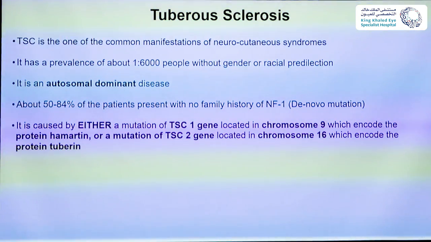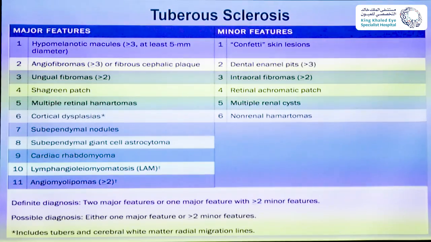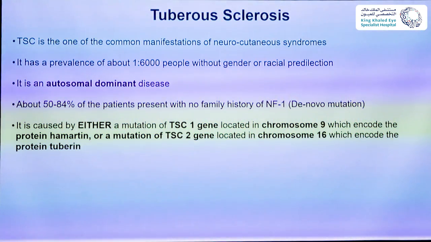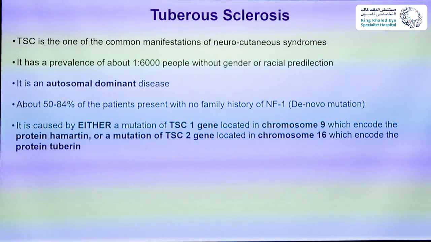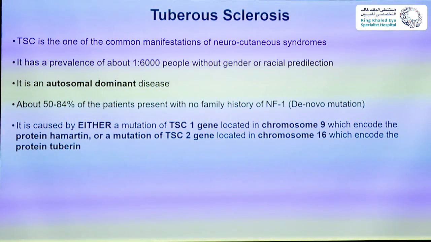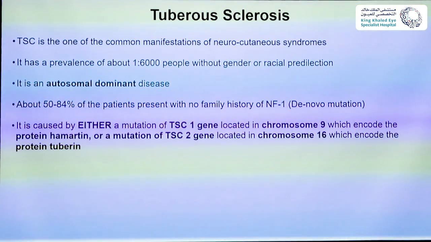So the third one, which is tuberous sclerosis, again, it has the same characteristic, which is autosomal dominant. Actually here, the de novo mutation is much more common because it can reach up to 84% of patients. They don't have any family history whatsoever of tuberous sclerosis. It's caused by mutation of either TSC1 or TSC2, and these two genes encode the proteins hamartin and tuberin respectively.